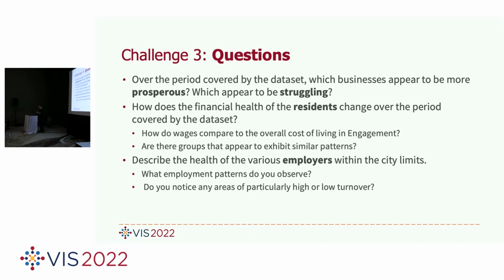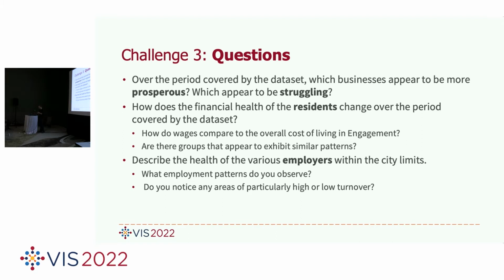The second question that we asked is, how does the financial health of the residents in the city change over time? Not just the businesses. And there's information about living costs, how much money is spent on rent and wages. And so could you identify, for example, whether some people are doing better over time or worse? And then related to that, are there groups that appear to exhibit similar patterns? Maybe it's the case that some groups over time seem to be doing better while others are doing worse. And could you identify those kinds of divergences?